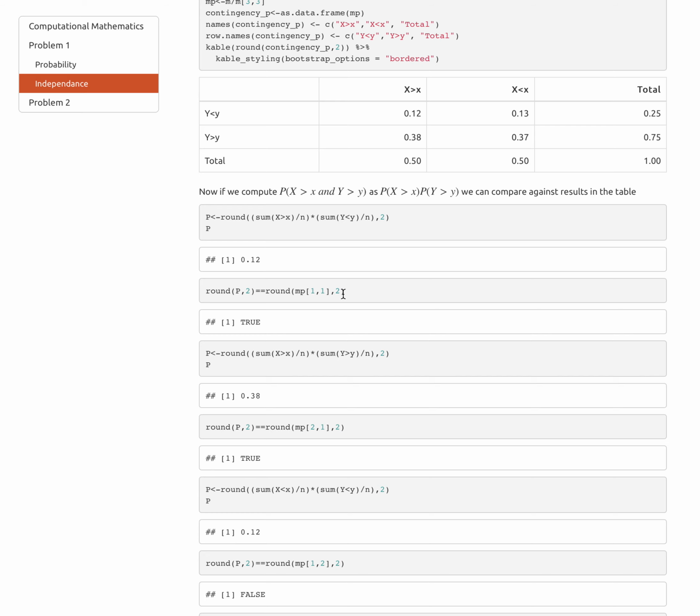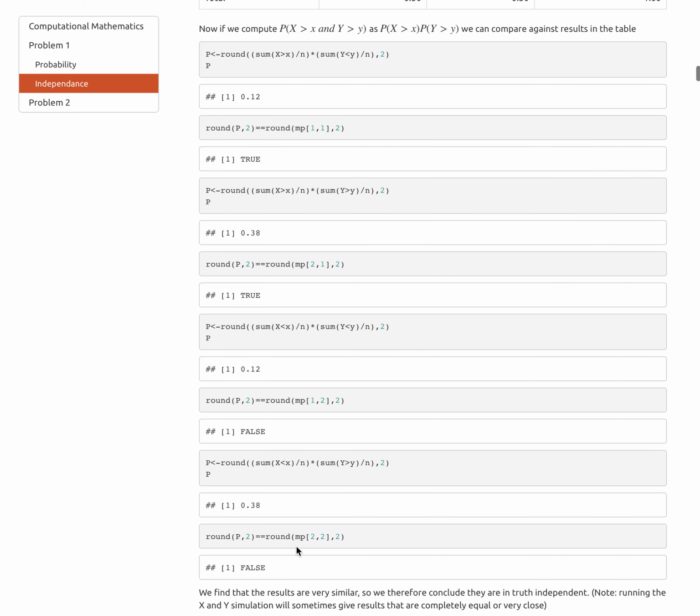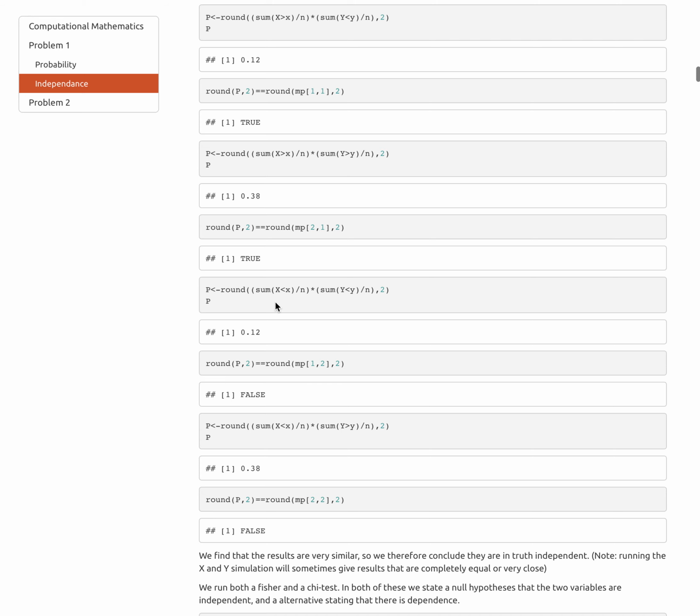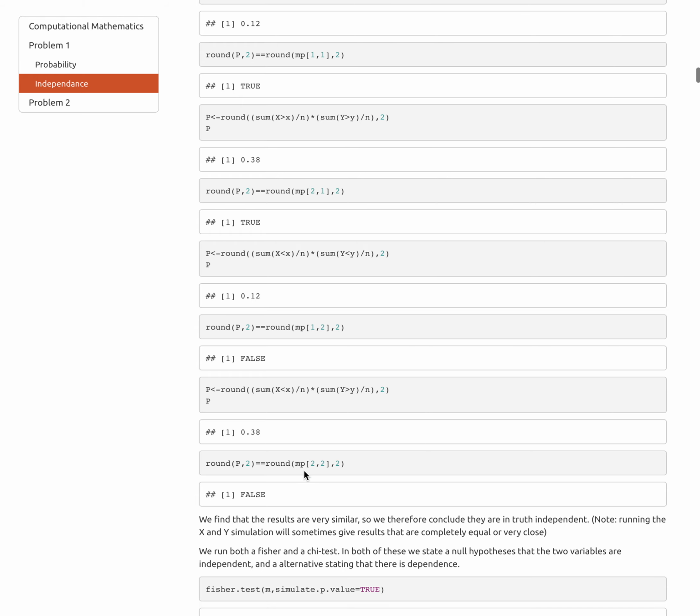And although some of these logical comparisons show false, if you run the simulation several times, you will eventually get similar results. The differences are just very, very small.